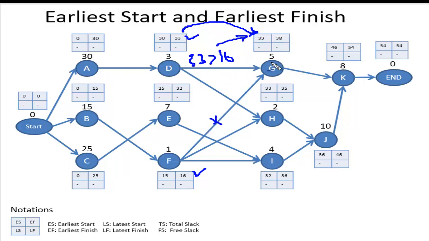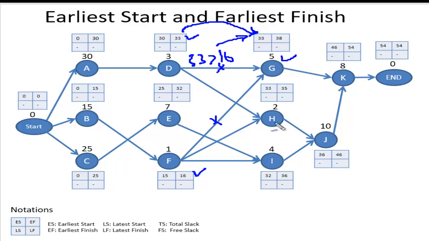Why? Because G can start only when F and D finish. So F finishes at time 16, but D finishes at time 33. So it cannot start at 16. It has to start at 33 when D finishes. And at that time, both of them have finished. So I can go for this G.